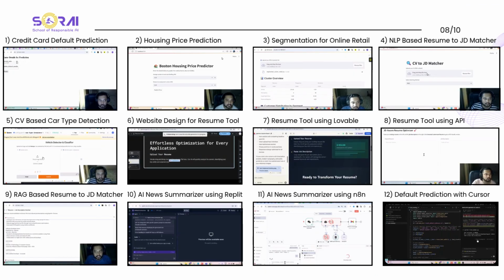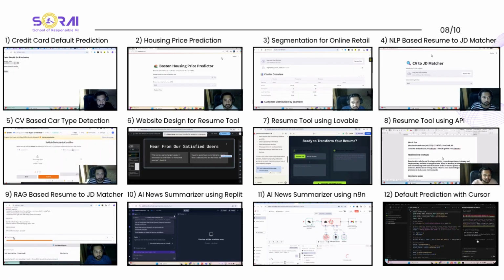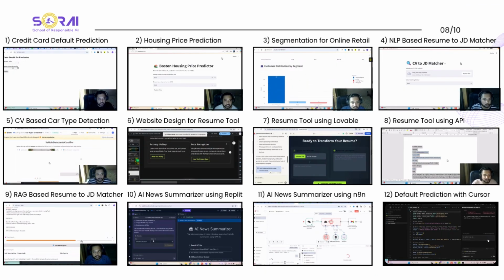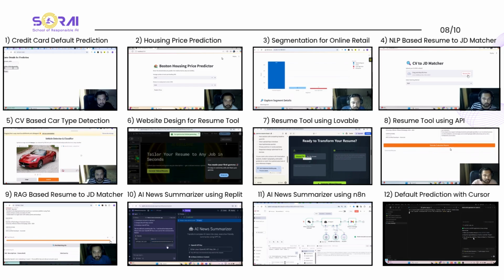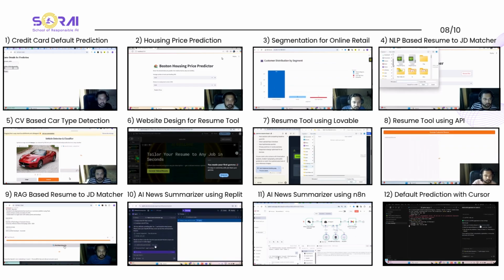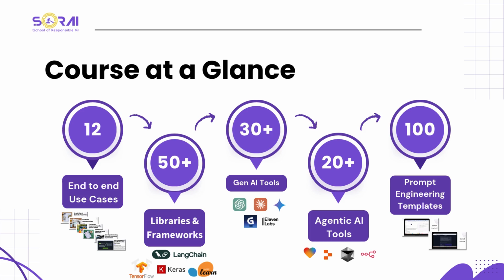In total, this course covers 12 powerful use cases that will not only give you hands-on experience with building AI systems, but also makes your resume shine. So along with these 12 projects, you will also get exposure to 50 plus AI libraries and frameworks, 30 plus GenAI tools, 20 plus agentic AI tools, and 100 plus ready-to-use prompt templates, which will help you automate your everyday tasks and boost your productivity.